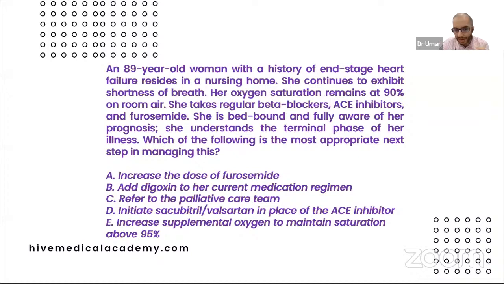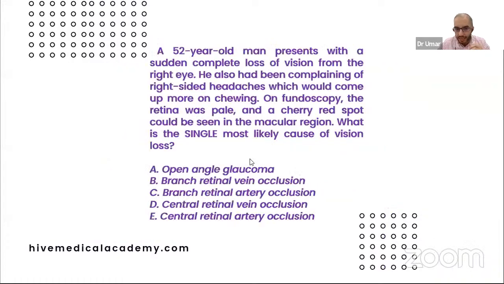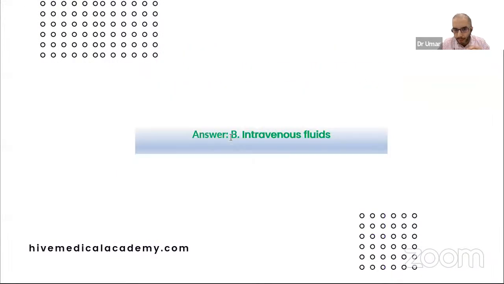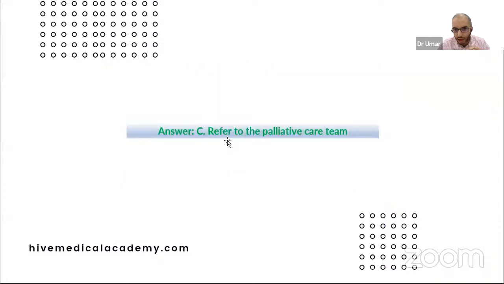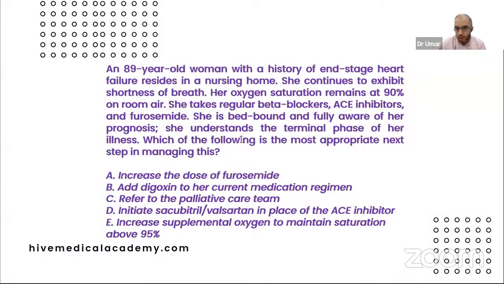The only one I want to highlight here, which is the one that was answered by Dr. Suji, and I'm glad that somebody chose this one, is that this doesn't seem like an unreasonable thing to suggest: increase supplemental oxygen to maintain saturation above 95%. Sensible answer. She's only saturating at 90%, and so that seems low. However, for somebody who's palliative care, is on air, that's not necessarily horrendous.